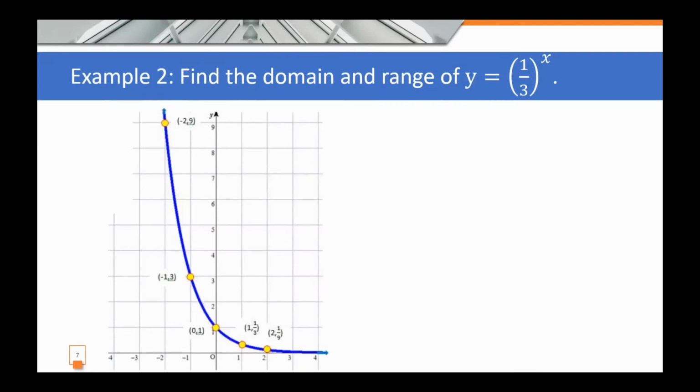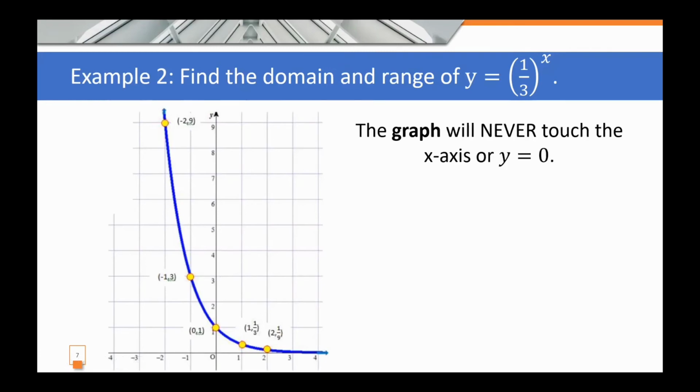The range here, we're going to consider the graph. So ang titingnan lang natin yung y-axis na nandun yung mga y values. Kung makikita ninyo, yung graph ay bumaba or nag-decrease. That is dropping to the right.